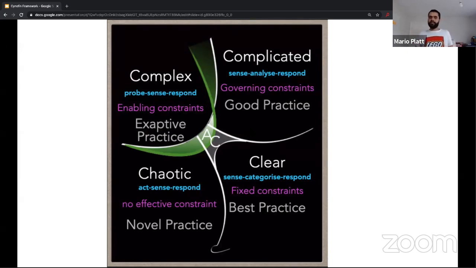So in both clear and complicated, there is a linear relationship between cause and effect. The main difference is that in the clear domain, everyone sees that relationship and no one disputes it. So it's things like we clean our hands because we know we can get sick if we don't. Okay, so it's that type of thing. So in clear, what we do is sense, categorize, and then respond, right? So we sense the type of system we're in, we put it in a box, so we classify it, and then we respond accordingly.